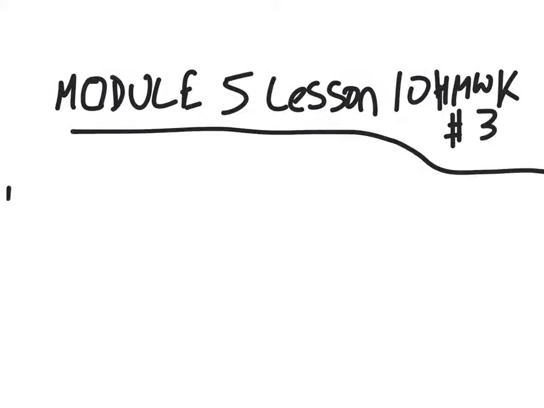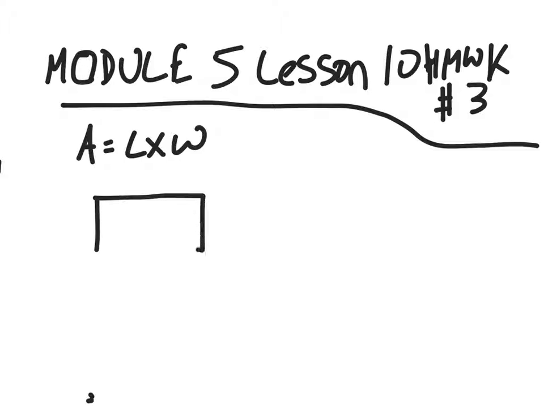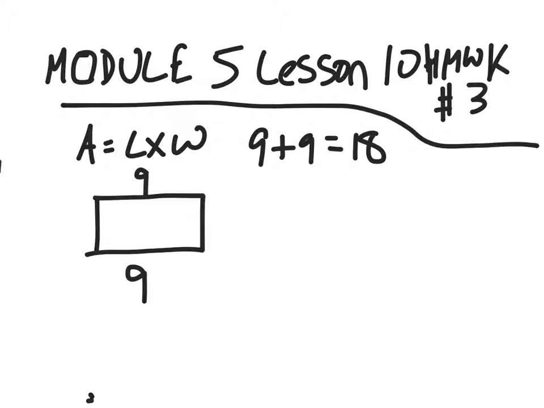Well, we know that area is length times width. And we know that this is a garden box, which is a rectangle. We know that the length is 9. So in a rectangle, if you add the two lengths together, that's 18. Now we know that the perimeter around the whole rectangle is 27.5 feet.